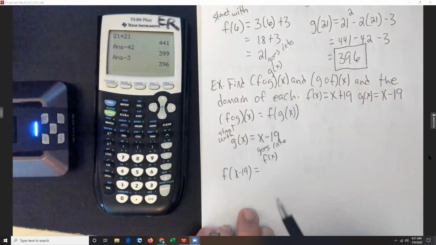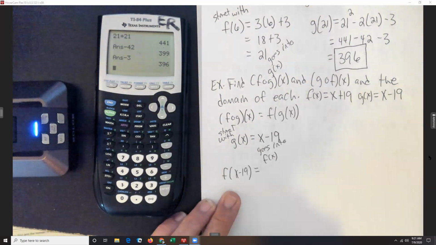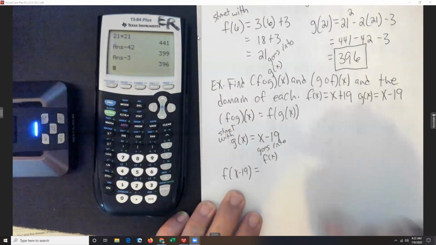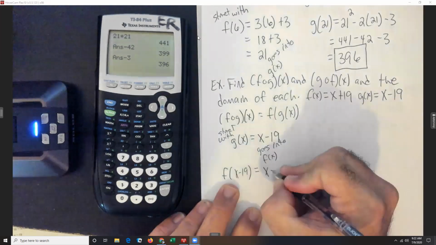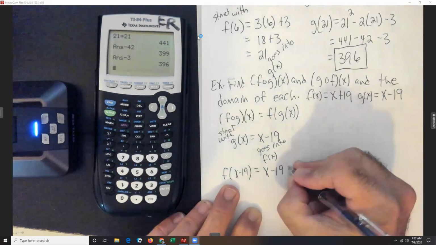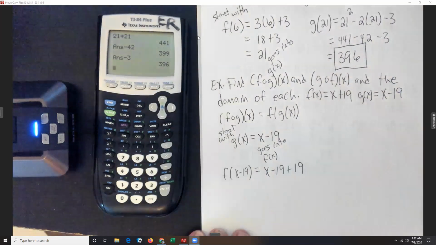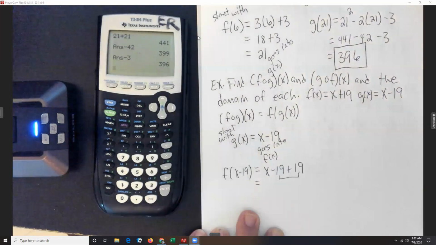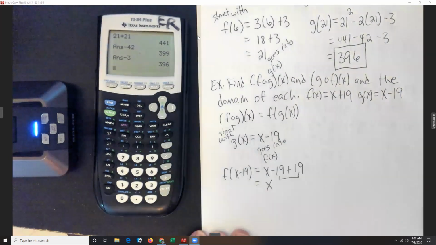So to find f of x minus 19, you take the f equation, x plus 19, and where they got that x, we put x minus 19. So plugging x minus 19 into the x gives me x minus 19, and at the end is still a plus 19. The only thing you can do is add those like terms, because negative 19 and 19 cancel. So the final answer on this would be x.